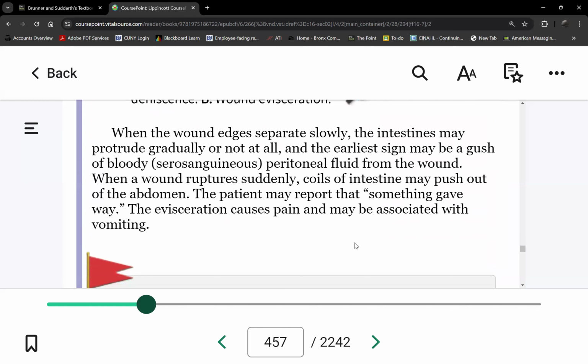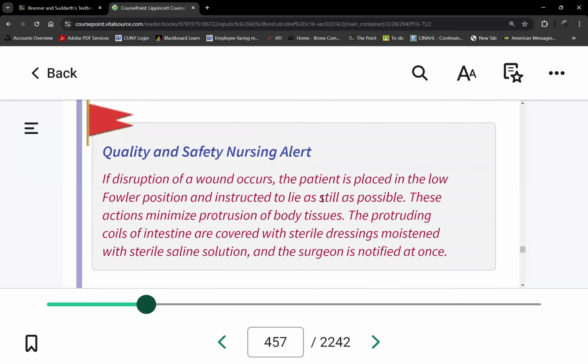Management now. So what do we do? The patient may report that something gave way. Here's your management, in this particular order. What if the question on the exam is, place your actions in chronological order? What's the first action? Read it. The cover is in the last statement. What is the first statement? Positioning is your first action.